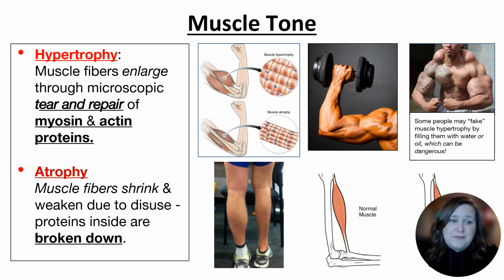We can also have atrophy of muscles. This is when the muscle fibers actually shrink and weaken. This can be caused sometimes due to disease. This can also be caused just by not using the muscle. And when the muscle is not used, the proteins inside, that actin and myosin, are going to be broken down.